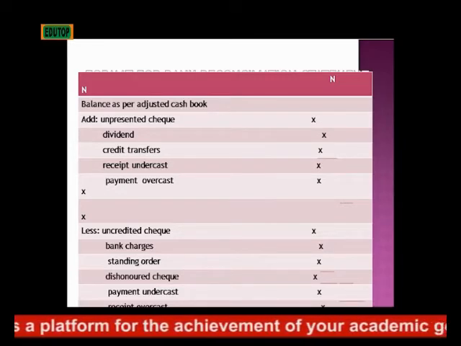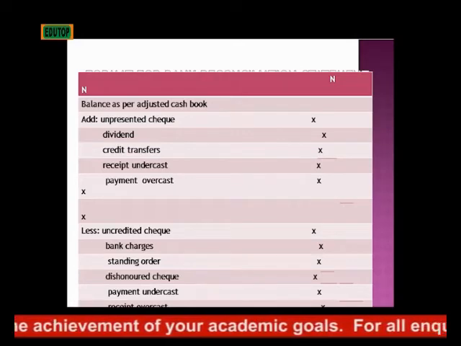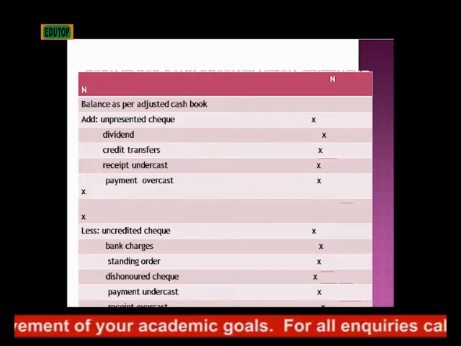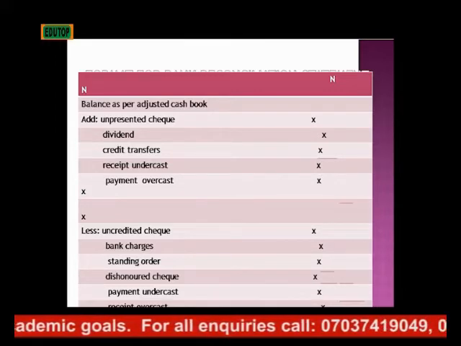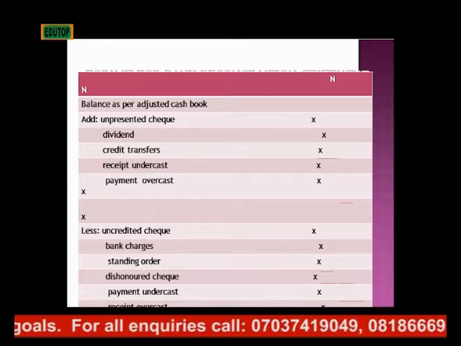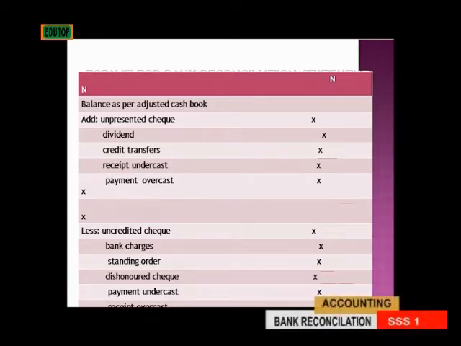Then add the unpresented check, dividend, credit transfer, receipt under cash, payment over cash, then less uncredited check, bank charges, standing order, the sundry, the dishonoured check, payment under cash and receipt over cash. Then at the end of the day, you have your balance as per bank statement.